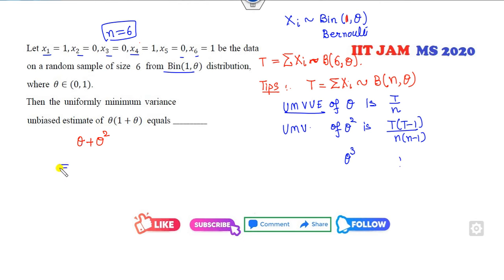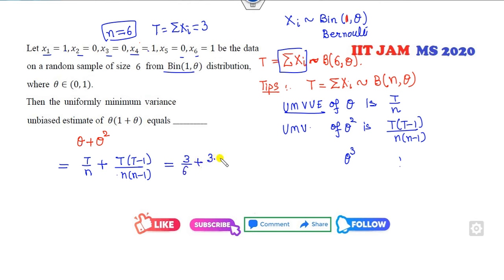Now I can substitute here. What is the value of theta? T over n. What is the value of T minus 1? n minus 1. n is 6. What is T? Sum of the xi. So can you find the sum of the xi's? So it will be 1, 2 and 3. So what is the answer? 3 over 6 is a half, minus 1 over 2, n is 6 into 5. So 1 over 2 plus 1 over 5. So you can see 7 over 10 is the right answer of this problem. So this is the simple shortcut trick you can easily remember.